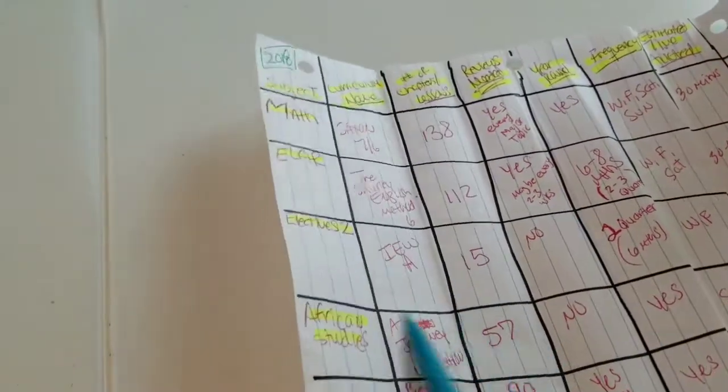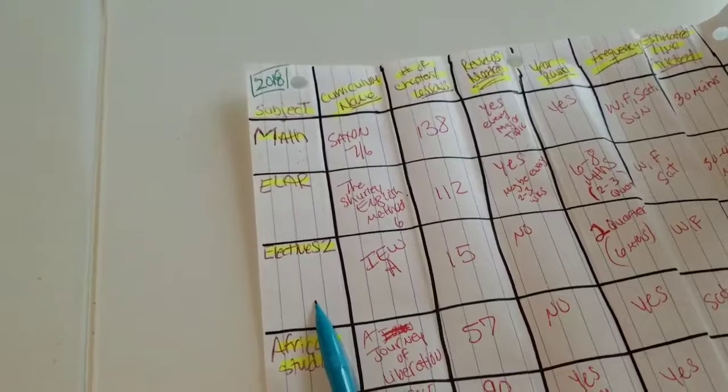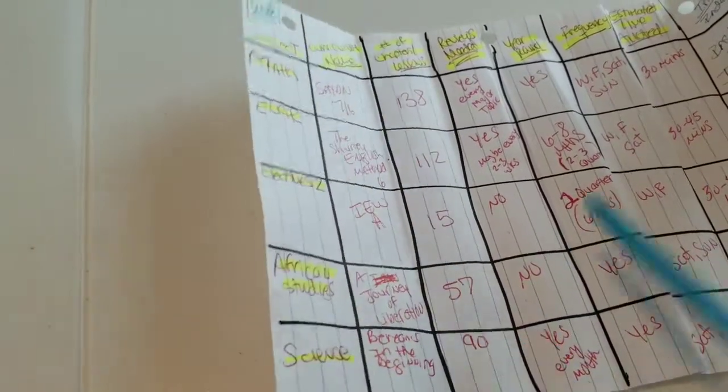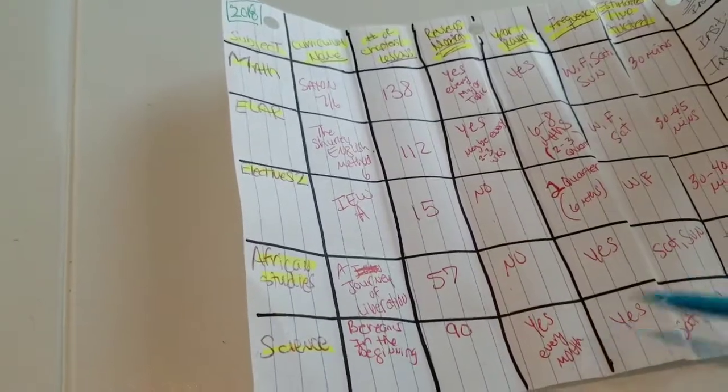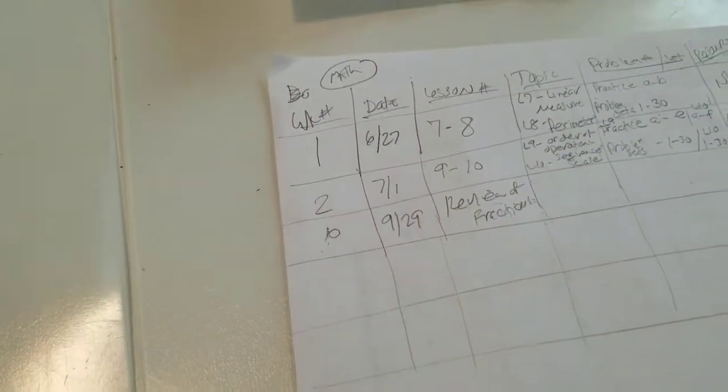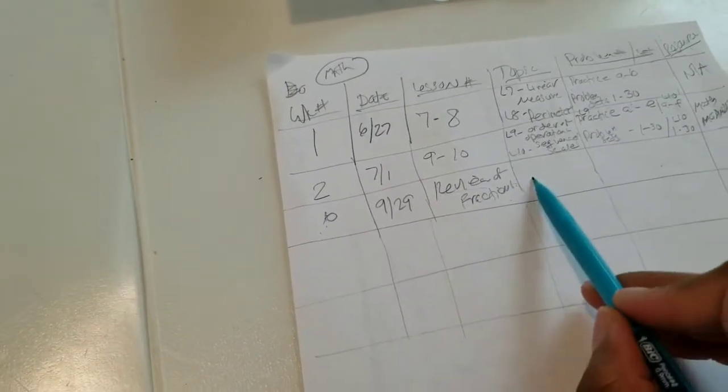Every subject is not like that. For electives 2, as we talked about earlier, there is no review. African studies, there is no review. But the others, there is a review. So I would have a week set aside for that review, and I would review fractions, the topic here.